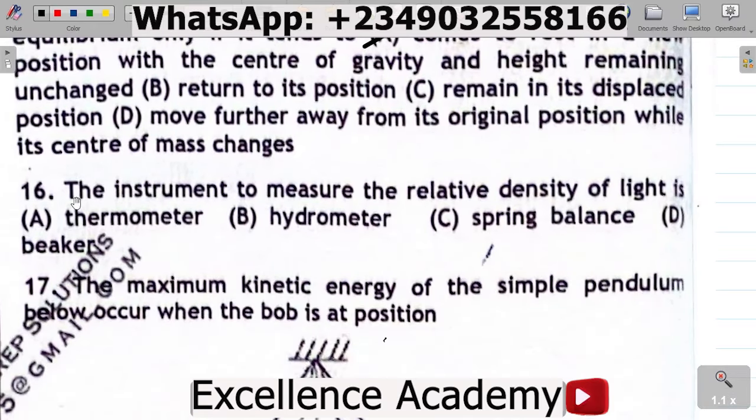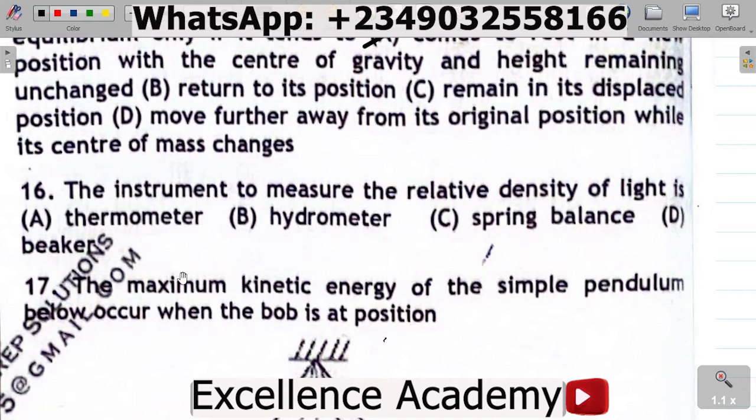Question number 16. The instrument to measure the relative density of light is A. Thermometer, B. Hydrometer, C. Spring balance, D. Beakers. All right. Let's analyze each of these instruments one after the other.